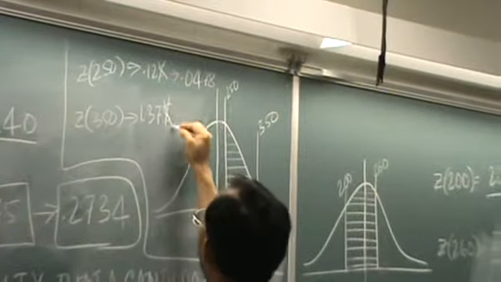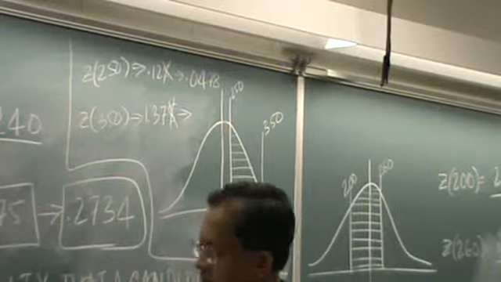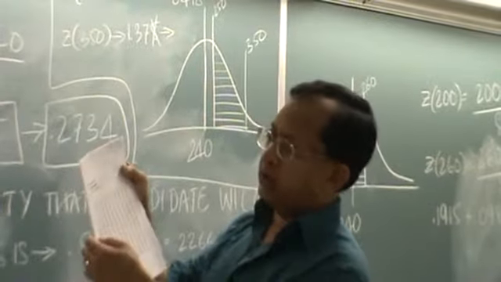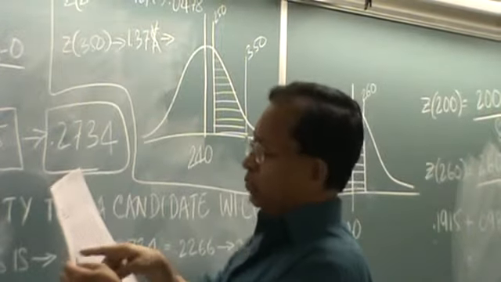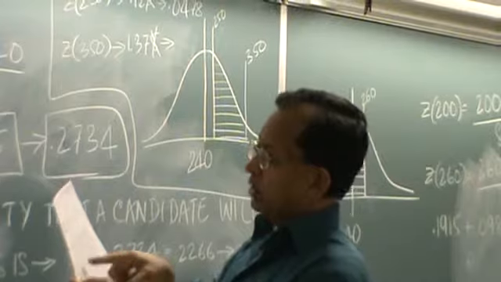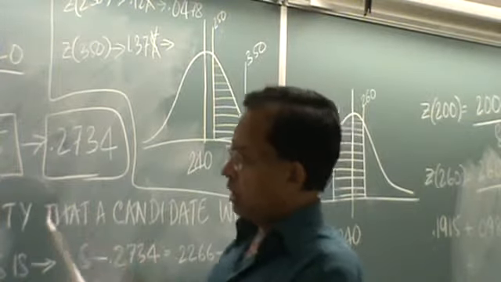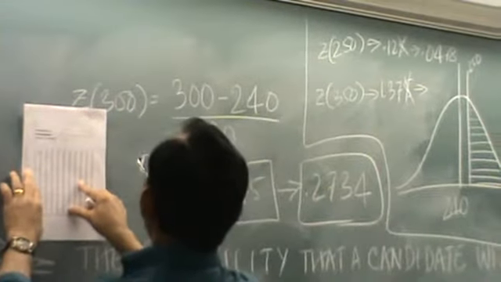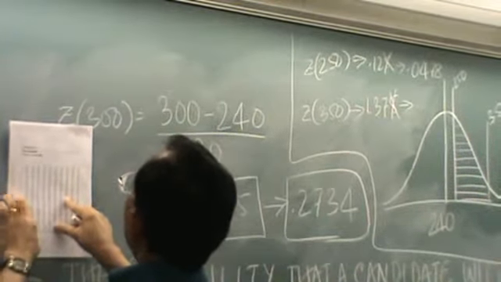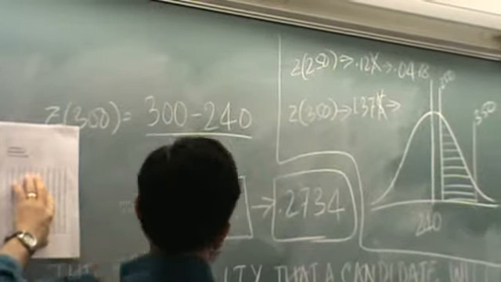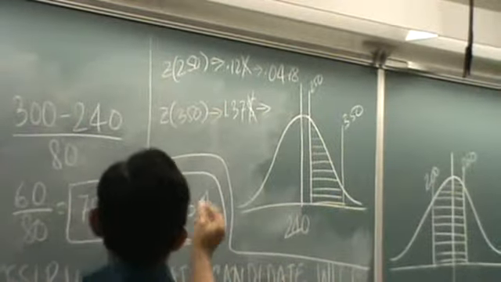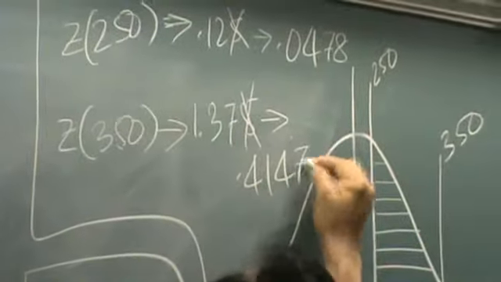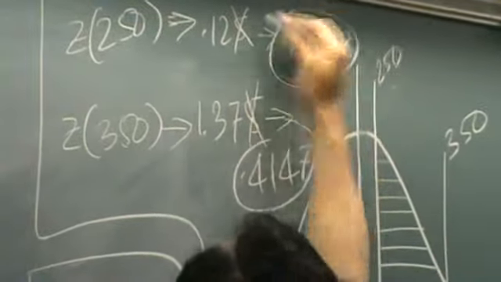1.375. Again, forget this last digit. So we are going to look for 1.37. So 1.3 down here and 1.3. We need to go to the right for 0.07. And what do we have? 0.4147, am I right? So now we have these 2 areas.